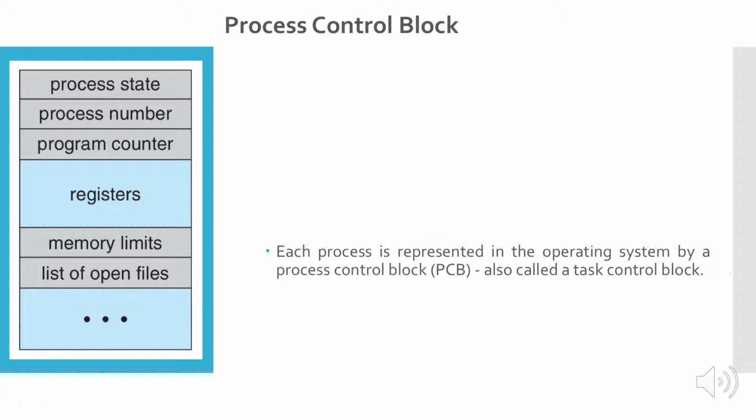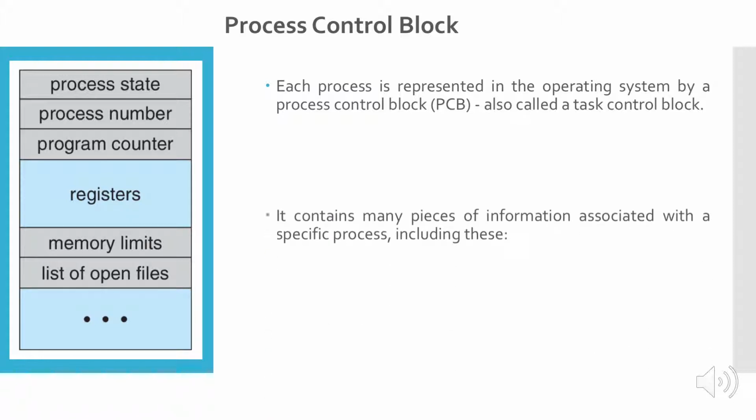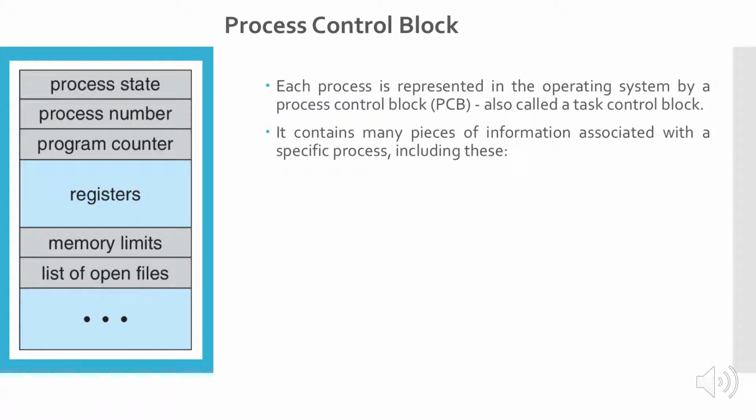Process control block. Each process is represented in the operating system by a process control block, also known as a task control block. It contains many pieces of information associated with a specific process, like process state, process number, program counter, registers, memory limit, and the list of open files. Let's talk about all those things.